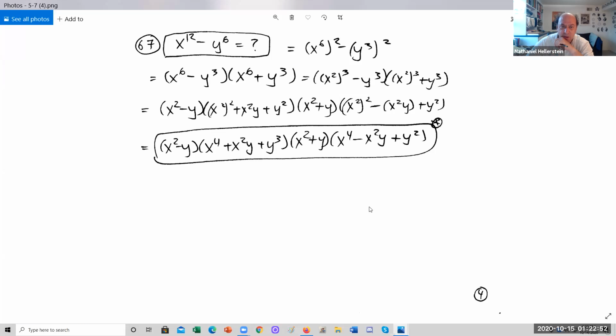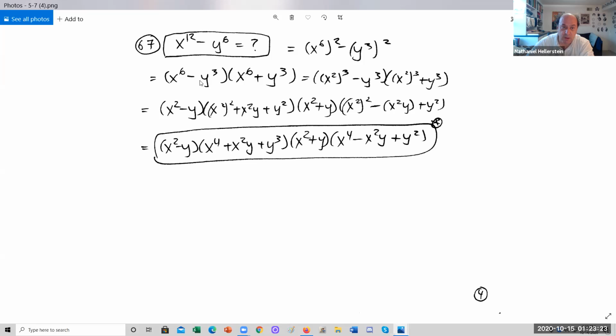Here they're being cute because it's x to the 12th minus y to the 6th. And actually, it turns out there are two ways to go about this, because a 12th power and a 6th power are both squares and they're both cubes. And if you go the wrong way, then you might wind up getting stuck. But it turns out in this kind of thing, which is basically a difference of 6th powers, you think of it as a difference of squares, of, in this case, x to the 6th and y cubed.